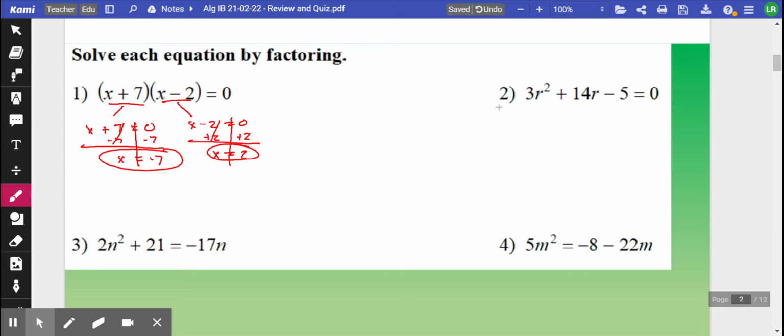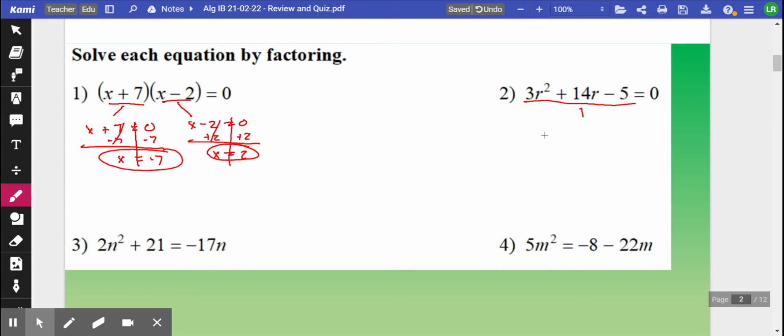For number 2 here, okay, this is a quadratic because it's got the r squared, and it is already equal to 0. Okay, so I'm going to start the factoring process. What can I divide out? Smallest number is 3, and I can only divide 3 into 3 and 1, and 3 doesn't work on the other one. So 1, it's done.